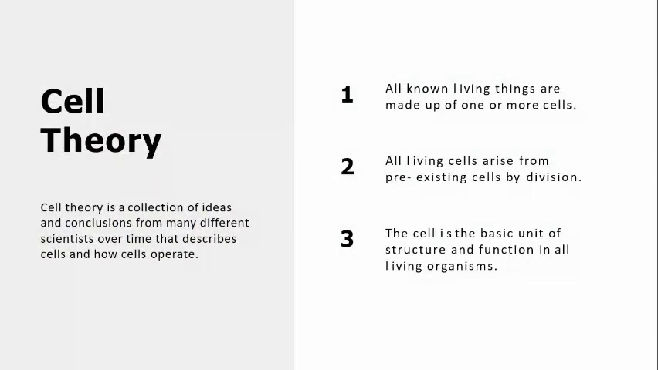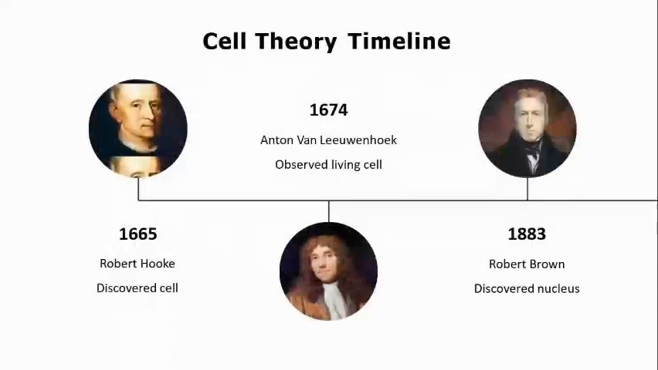Based on the cell theory, which is a collection of ideas and conclusions from many different scientists over time that describe cells and how cells operate: Number one, all known living things are made up of one or more cells. All living cells arise from pre-existing cells by division. The cell is the basic unit of structure and function in all living organisms. We have here the cell theory timeline.